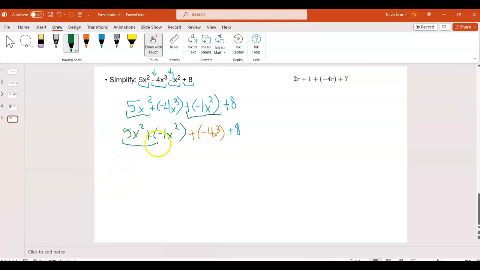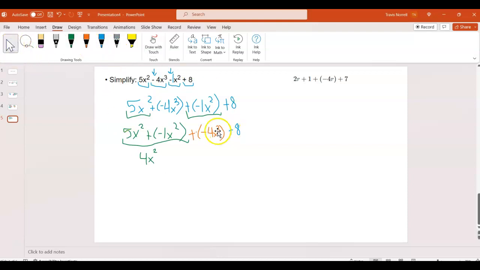So we have 5 plus negative 1. Coefficients have different signs, so subtract the numbers and keep the positive sign because the 5 is larger than 1. So positive 4x squared.